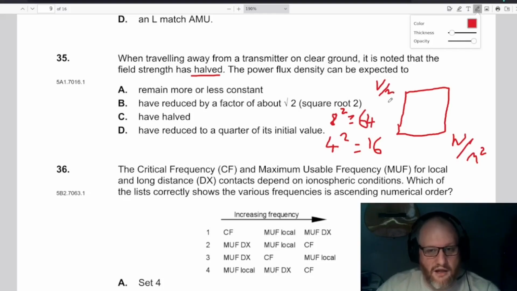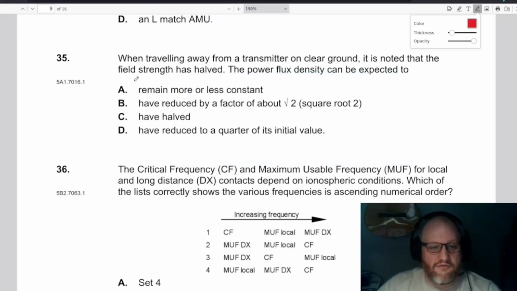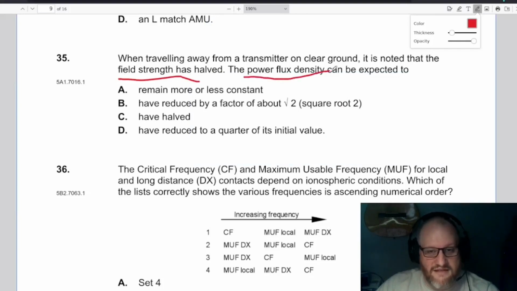So if we halve the length of the side of our square, then the area of the square will divide by 4. And in the same way, if we halve the field strength, because of the very similar relationship that they have, then the power flux density will be divided by not 2, it will be divided by 4. So we can then compare that to our answers. When the field strength has halved, the power flux density won't remain more or less constant, because we're moving further away from the transmitter, and our field strength has halved. Our power flux density must reduce by some amount.